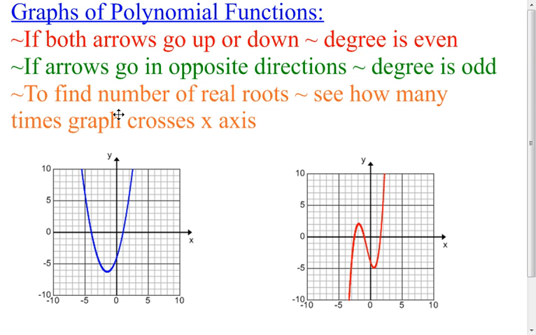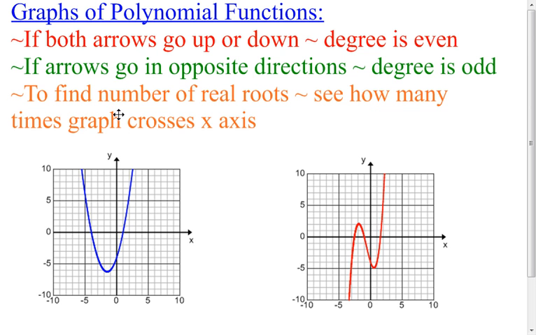All right, we are looking at different graphs of polynomial functions and describing what we can see about a polynomial just based on the behavior of the graph, okay? So first of all, some things that are in your notes. It says if both arrows go up or down, or both arrows go the same direction, then the polynomial that is graphed would be a polynomial that has an even degree to it, okay?